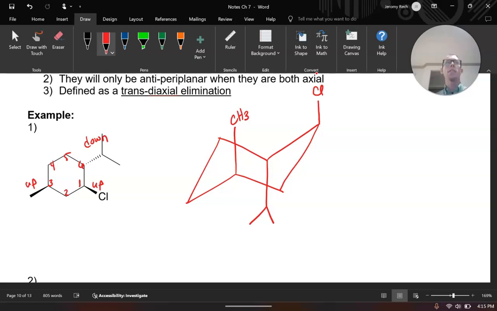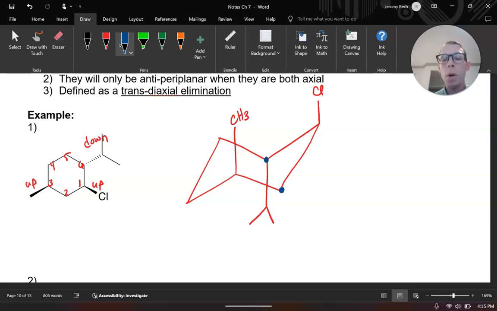Now let's consider what spots I can actually do an elimination. If you remember from the first discussion of when we called it an elimination, we called it a 1-2 or beta elimination. And for that, we can only abstract protons which are exactly 1 bond away from my leaving group.